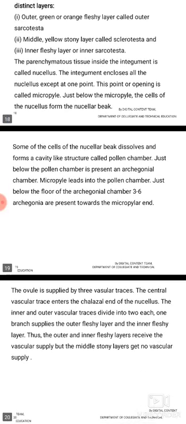The ovule is supplied by 3 vascular traces. The central vascular trace enters the chalazal end of the nucellus. The inner and outer vascular traces divide into 2. One branch supplies the outer fleshy layer and the inner fleshy layer. Therefore, the outer and inner fleshy layers receive vascular supply, but the middle stony layer gets no vascular supply.